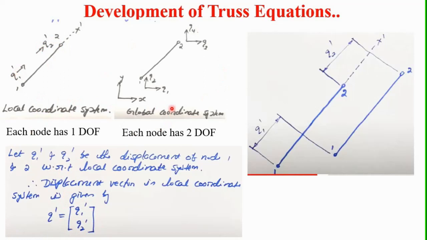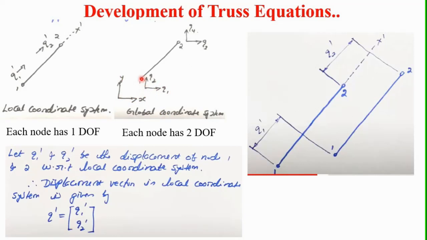Now in the global coordinate system there are 2 degrees of freedom. This is the member which is displaced from this position to this position. Node 1 is displaced from this position to this position, and node 2 is also displaced from this position to this position. So there are two displacement components, along the x and y directions.